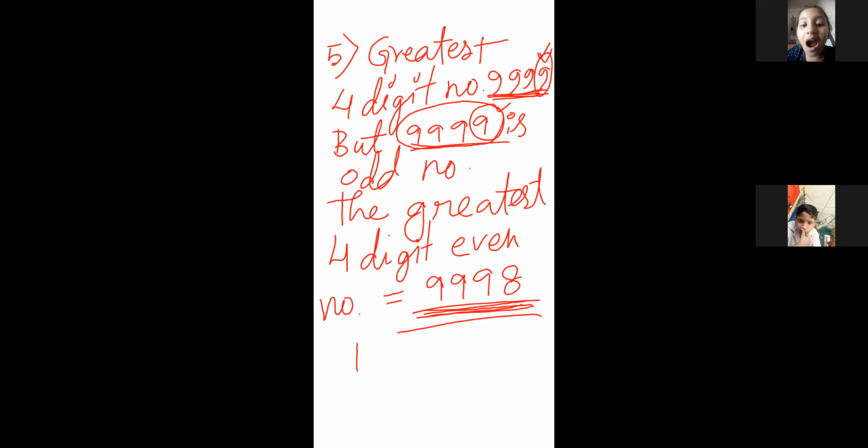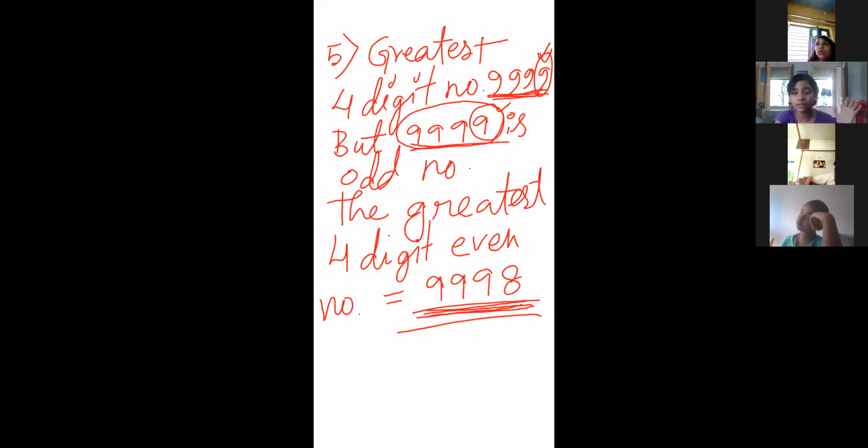But ma'am, it is a five digit number. Exactly. So this one is clear to all of you. Mohammed Saim, Shoykat, Farzana, okay. Now the next one. Let me explain number sixth one.